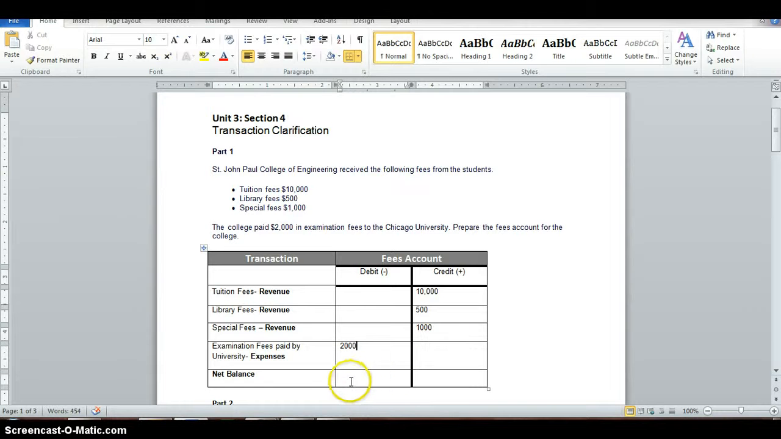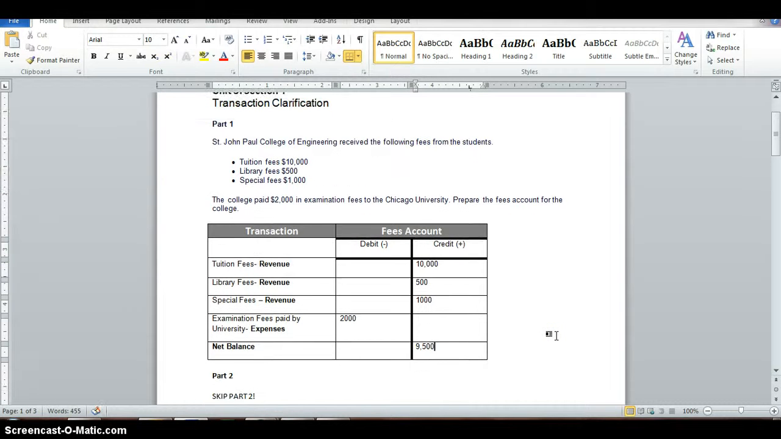So then we want to record the net balance of this account. Since this is a revenue account, our normal balance is going to be recorded on the credit side. How we figure the balance is we add up all of the transactions that increase this amount, and then we subtract the transactions that decrease this amount. So I have 10,000, 10,500, 11,500 on this side, minus 2,000. That gives me a net balance of 9,500. That's Part 1.